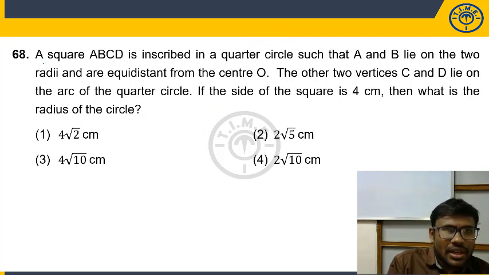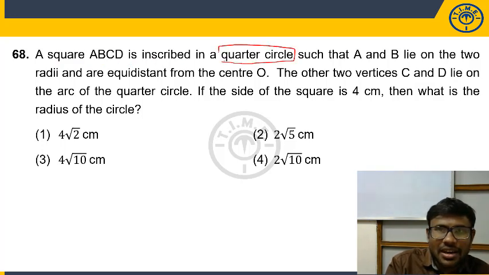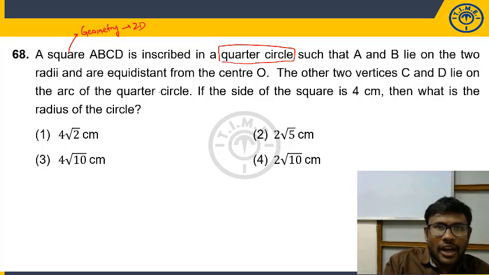A square ABCD is inscribed in a quarter circle such that A and B lie on the 2 radii and are equidistant from the center. So it's again a 2D geometry question. The other two vertices C and D lie on the arc of the quarter circle. If the side of the square is 4 centimeters, then what is the radius of the circle? You can solve this question only if your figure is correct. If your diagram is correct, then only you can solve this type of question.